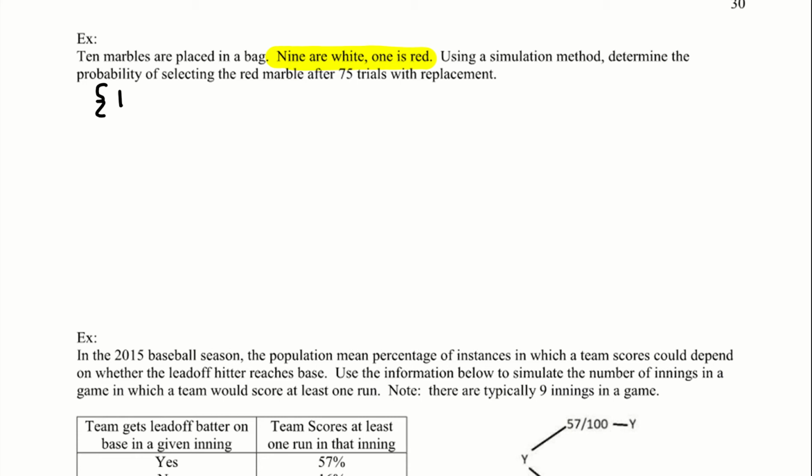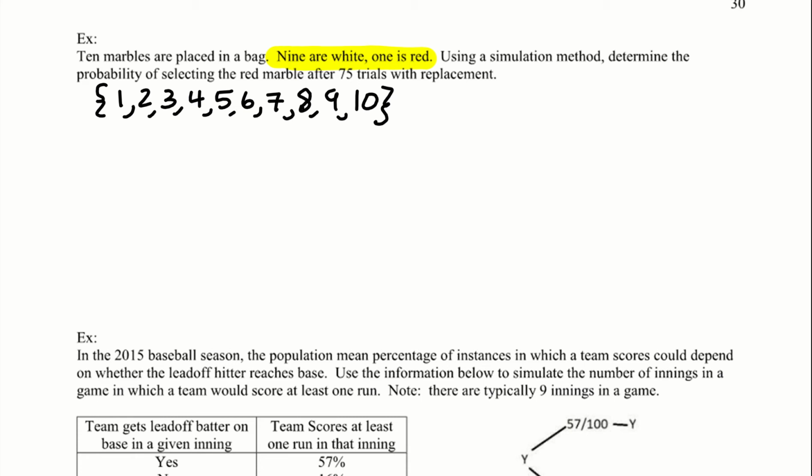So 1, 2, 3, 4. Now, if there was like 100 values, you abbreviate it, like 1, 2, skip a few, 100, you know, that kind of thing. So I have 10 values, 9 are white and 1 is red.